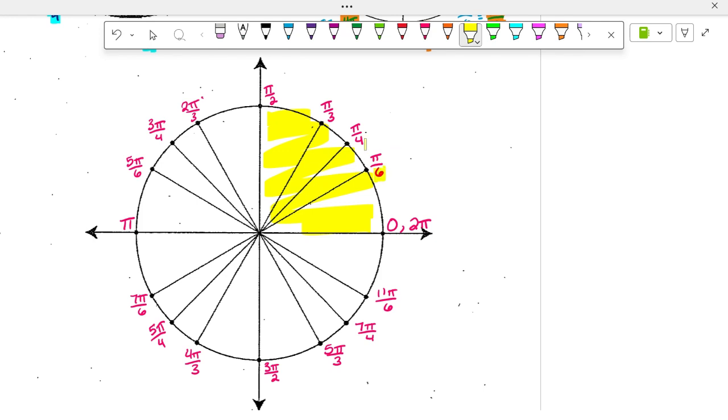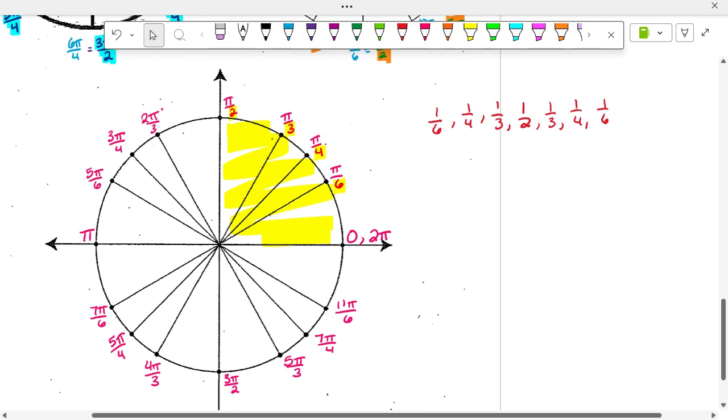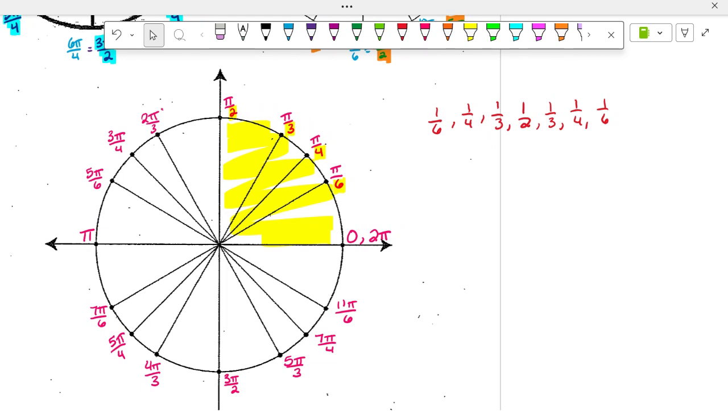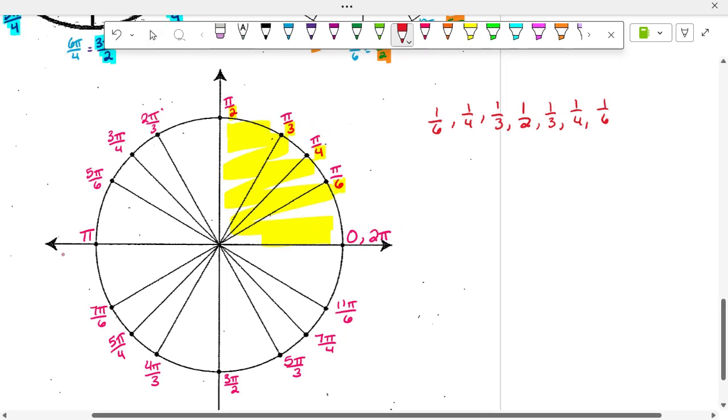So if you look, it's 6, 4, 3, 2, and then it goes back down. 3, 4, 6, pi. Okay? So the denominators, if you want to think about it this way, will be 6th, 4th, 3rd, half, and then it goes back down. 3rd, 4th, 6th. And then it just keeps flip-flopping. So then you get to the 0, which is the pi, and then you do it again. 6th, 4th, 3rd, half, 3rd, 4th, 6th, 0.